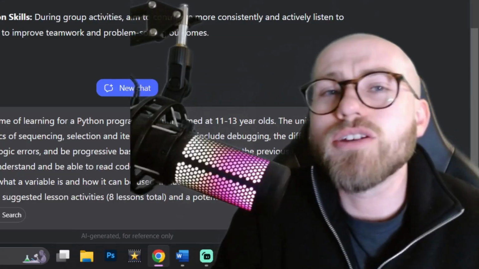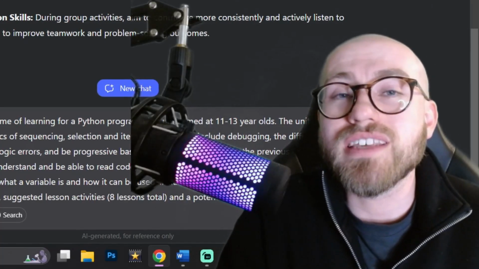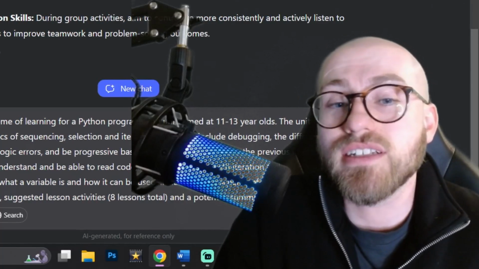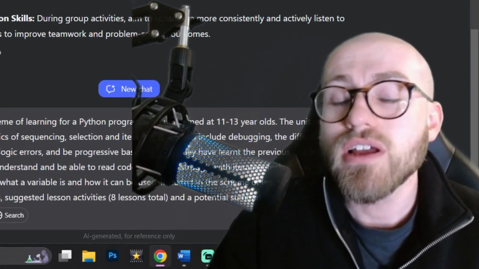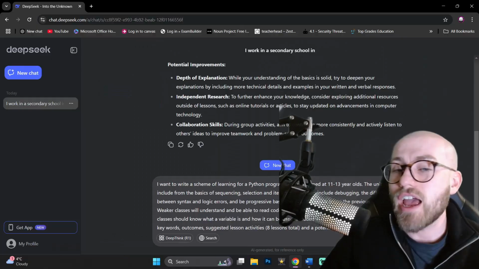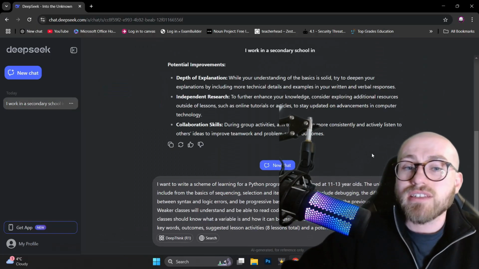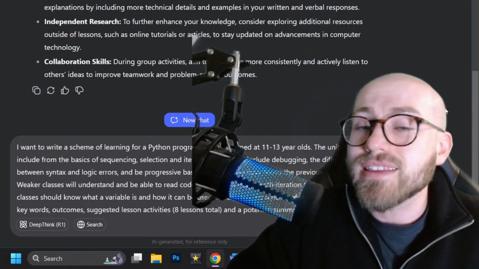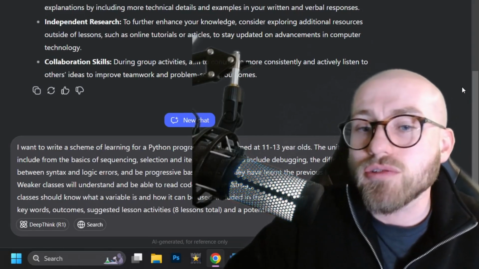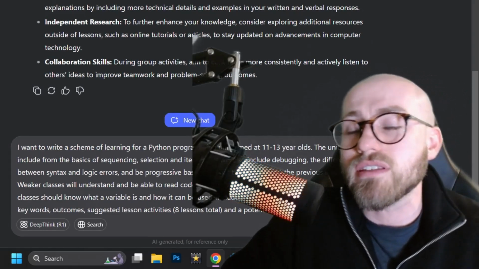Okay, so the next one that I'm going to try is producing a scheme of learning. This is like the bane of all teachers' existence, writing schemes of learning. So this is one that I've already got one for. But I'm going to try and ask and see what it comes up with on DeepSeek. So I want to write a scheme of learning for a Python programming unit. That's a programming language for those who don't do computer science, aimed at 11 to 13 year olds.